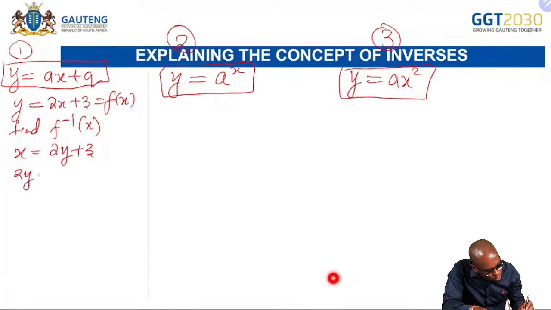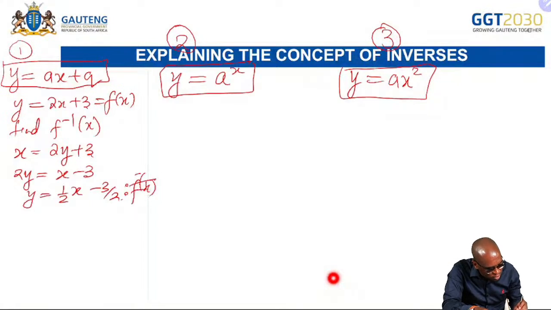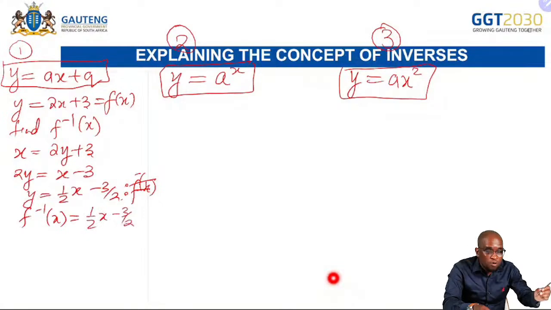We get that 2y is equal to x minus 3, then y is equal to half of x minus 3, over 2. So this will then represent f inverse x. That would be half of x minus 3 over 2. That's how we can find the inverse of a straight line.